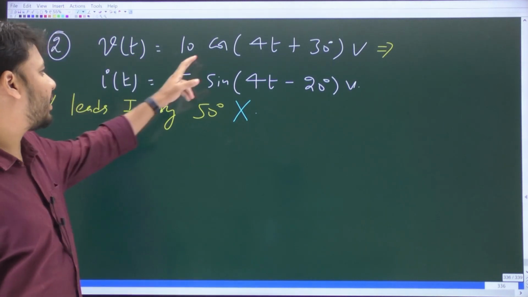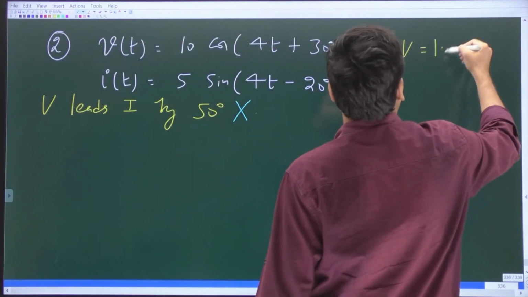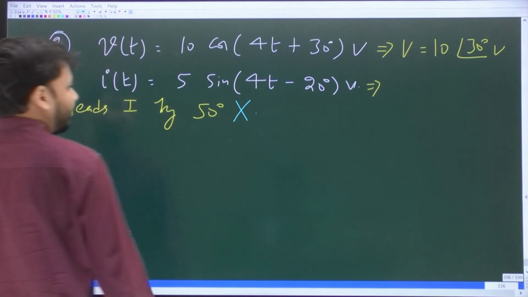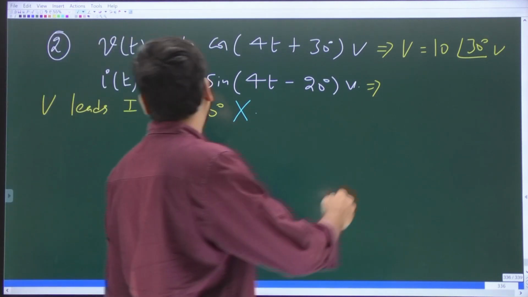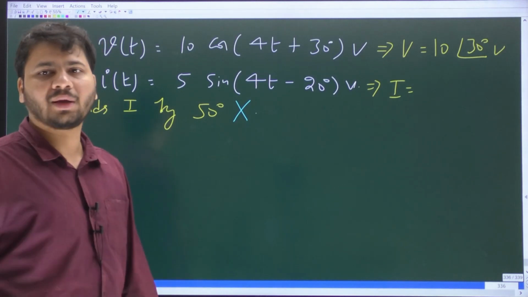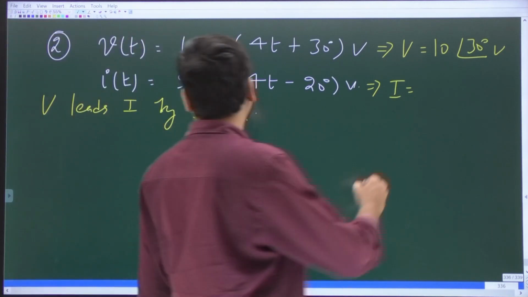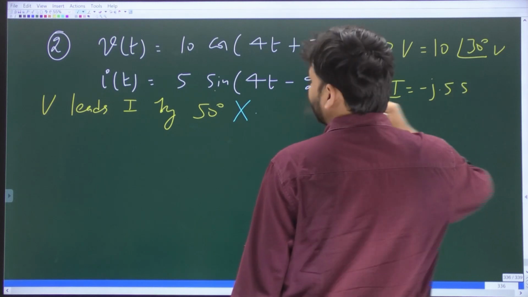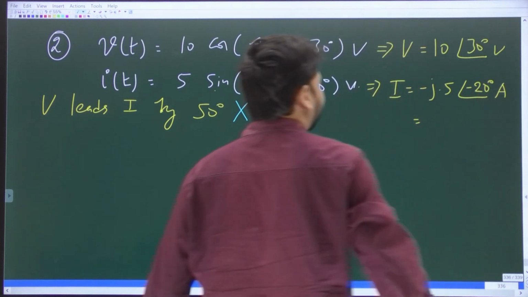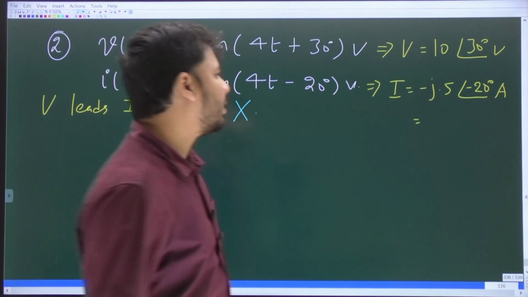Okay. So V of t is 10 cos 40 plus 90, 30 degrees. So is it not same as capital V is equal to 10 at an angle 30 degrees, yes or no? Similarly, the current, which is 5 sin 40 minus 20 degrees, can also be written as capital I. First of all, you write 5 at an angle minus 20 degrees, then you add minus j, since it is expressed in terms of a sine function. Okay. So will it not be minus j times 5 at an angle minus 20 degrees amperes? Minus j is angle minus 90 degrees. Angle minus 90 degrees into angle minus 20 degrees is angle minus 110 degrees.